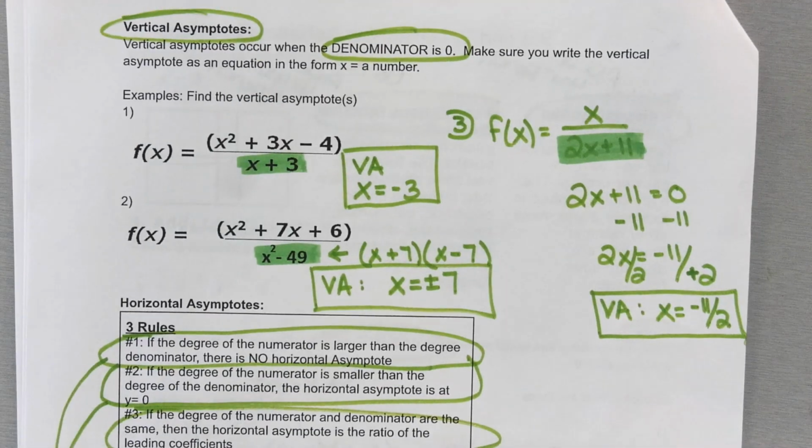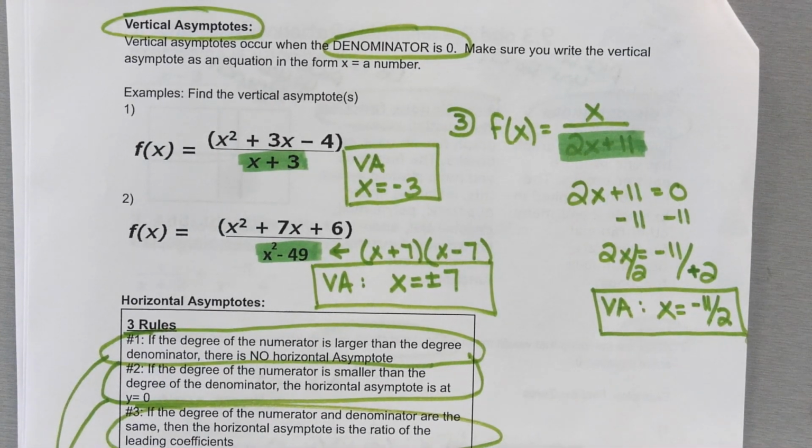Next, the vertical asymptotes are when we ignore the numerator. We only care about the denominator. So we look for what would make the denominator 0. And sometimes we need a factor, sometimes we don't. It just depends on the problem.